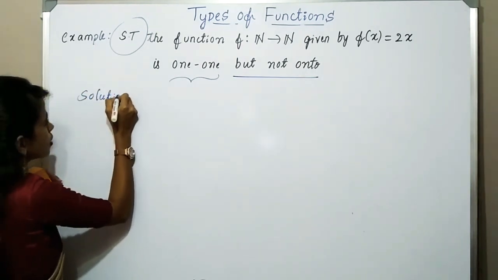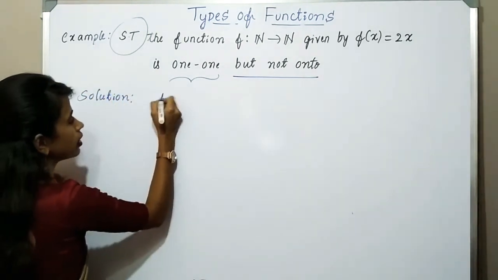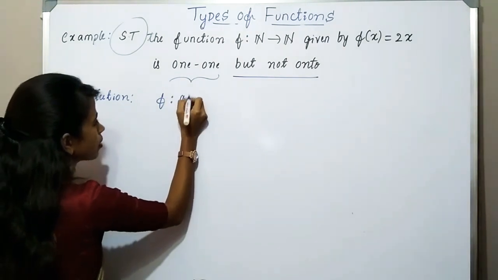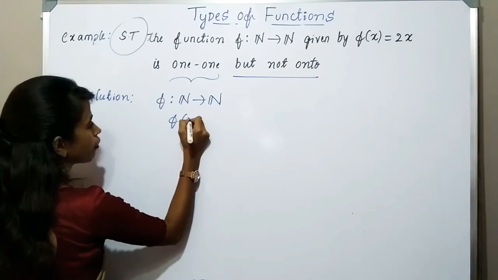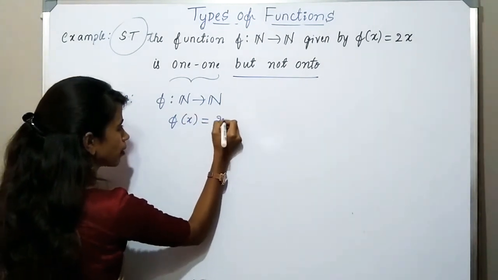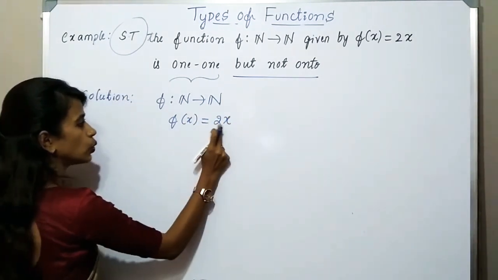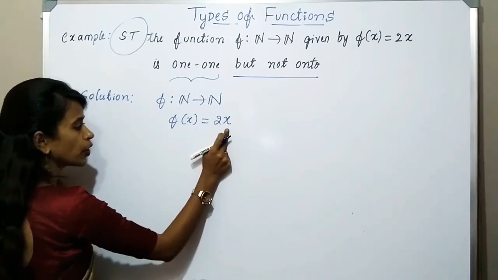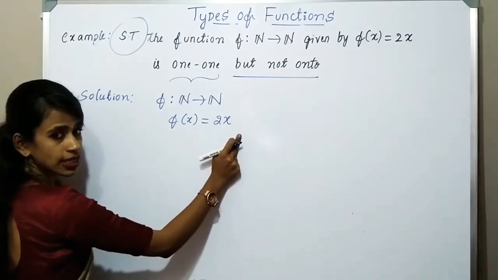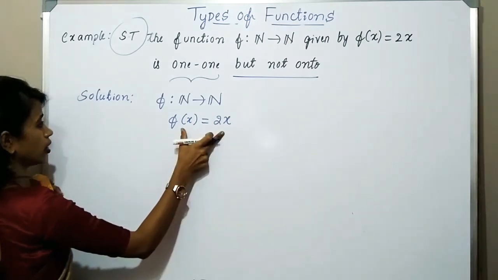the equation first. So what is given? The function f is a mapping from the set of all natural numbers to natural numbers given by f of x is equal to 2x. Means if I take 1, 2 ones are 2. If I take 2, 2 twos are 4, that is, 2 maps to 4. If I take 3, 3 maps to 6. Is it okay? So that is the function.